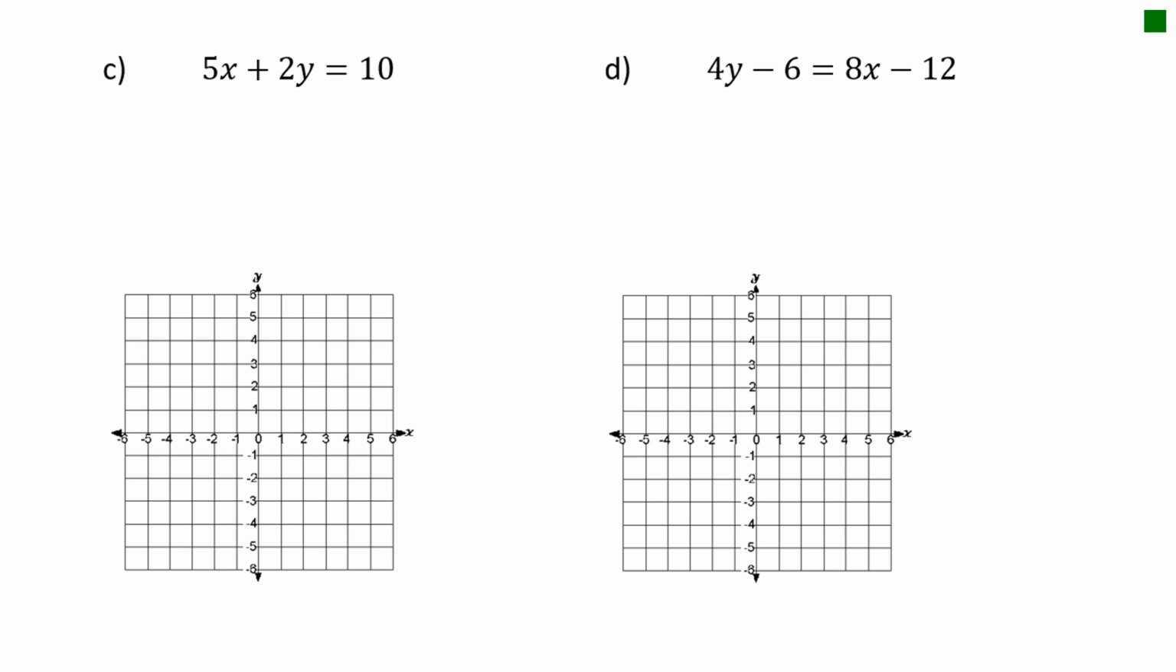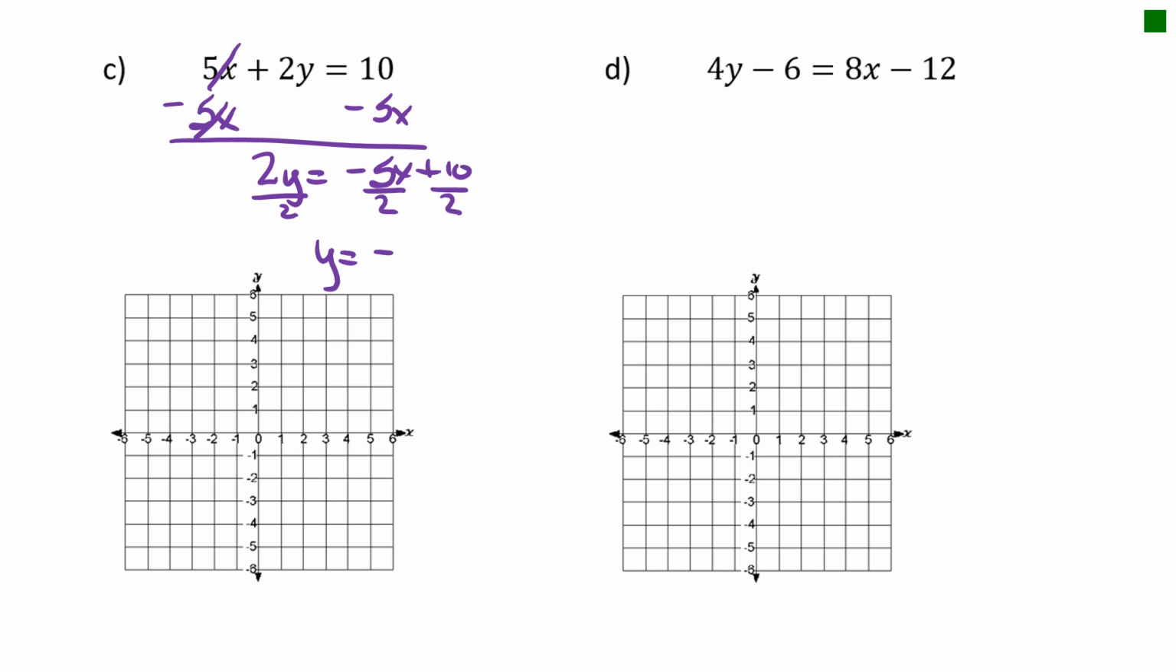Okay, C, once again, y is not alone. So I'm going to subtract 5x from both sides. Boom, boom. So now I have 2y equals negative 5x plus 10. I feel like this is the same problem. I can't back up, so we're just going to do it again. Divide by 2. Y is going to equal negative 5 halves x plus 5.